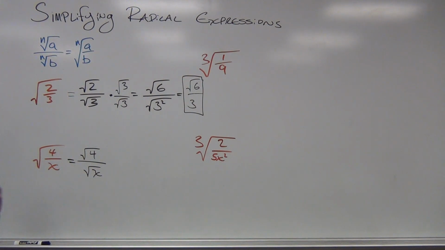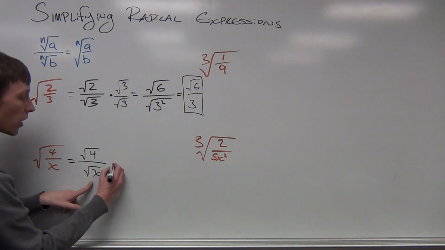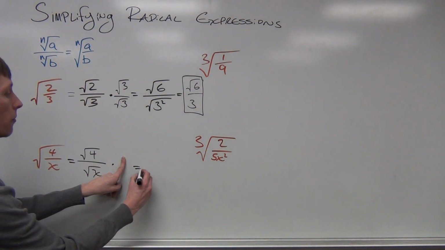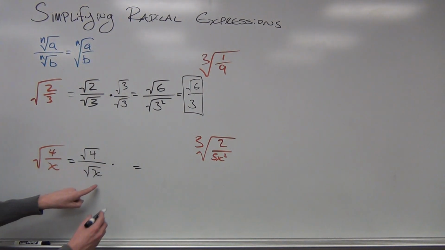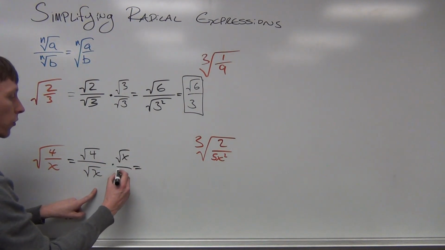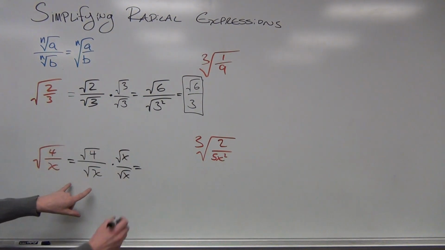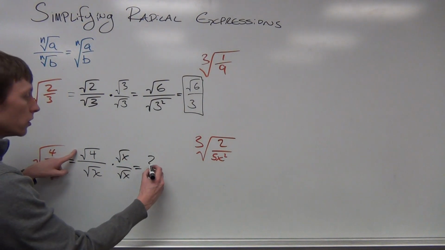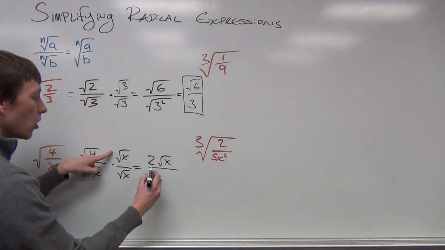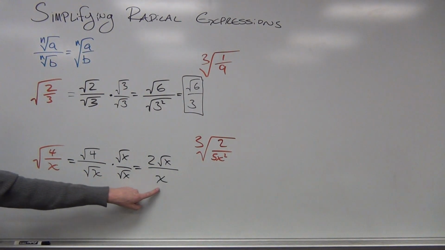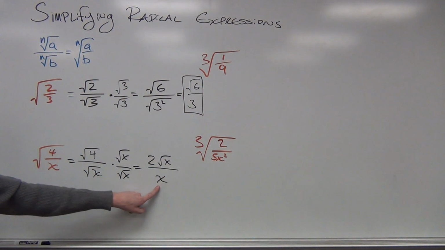But we do know that the square root of x squared is x. So what we're going to do is rationalize the denominator in the same way we did here. We're going to multiply by 1. But 1 is going to look like the square root of the denominator over itself, the square root of x over the square root of x. This gives us 2 square root of x over the square root of x squared. The square root of x squared is x.